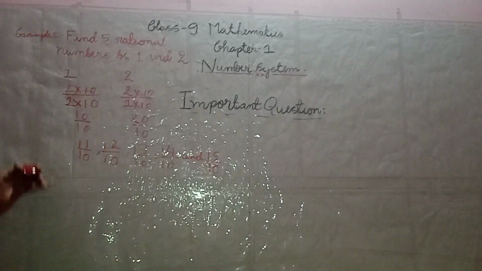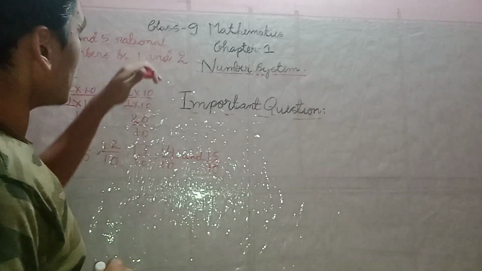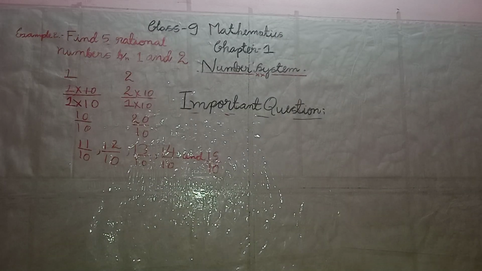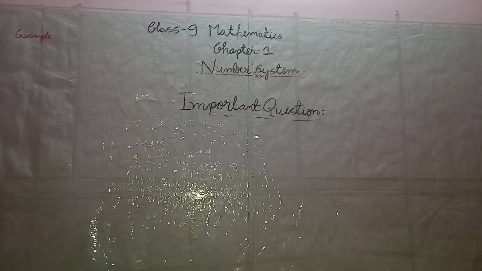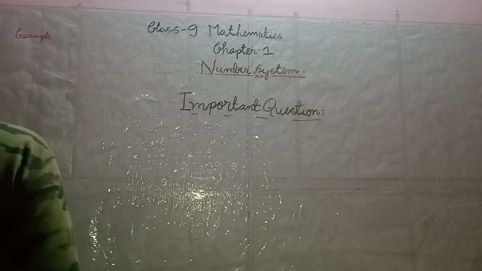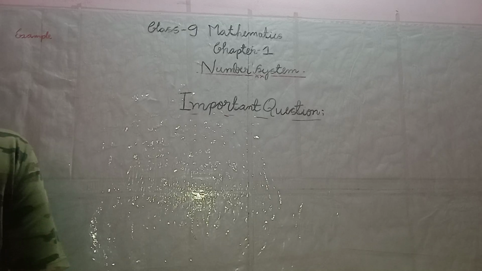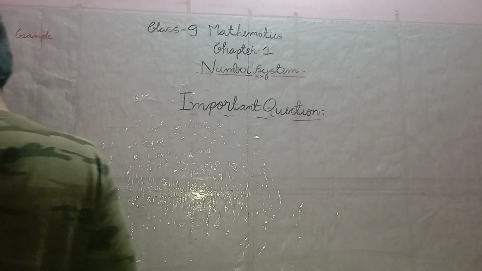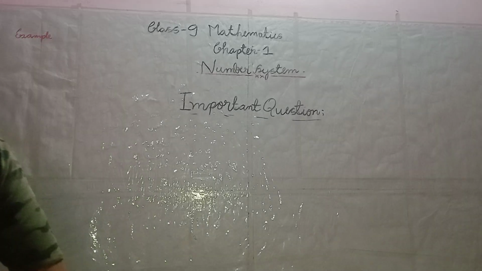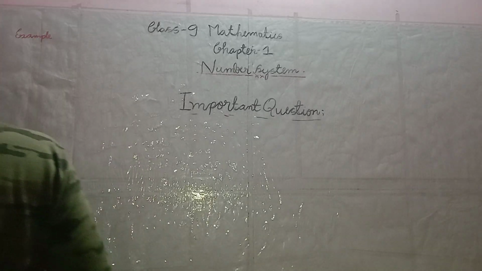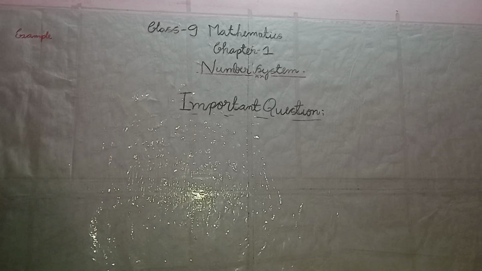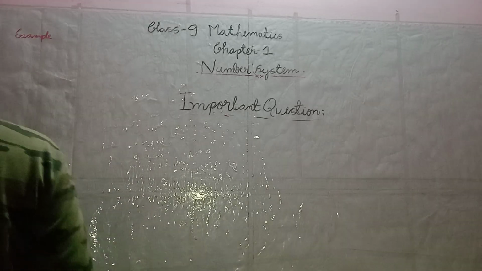We can't say that the same question will be given in the exam. Maybe these numbers may be changed. That's it. Let us look at the next question. The next important question is in exercise 1.1, the second and third questions, which are of the same type: find 6 rational numbers between 3 and 4, and find 5 rational numbers between 3 by 5 and 4 by 5. Let us move on to the next important question, which is example 3.